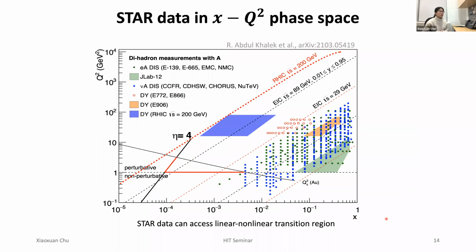Okay, so here is the phase space. This curve represents the saturation scale in terms of the gold beam, and rapidity equal to 4 represents the most forward direction we can detect for the forward particles, which corresponds to the smallest x we can probe. This is a boundary between the perturbative and non-perturbative regime. So actually, RHIC data can probe the transition from the non-saturation regime into the saturation regime. That is where our data come from.